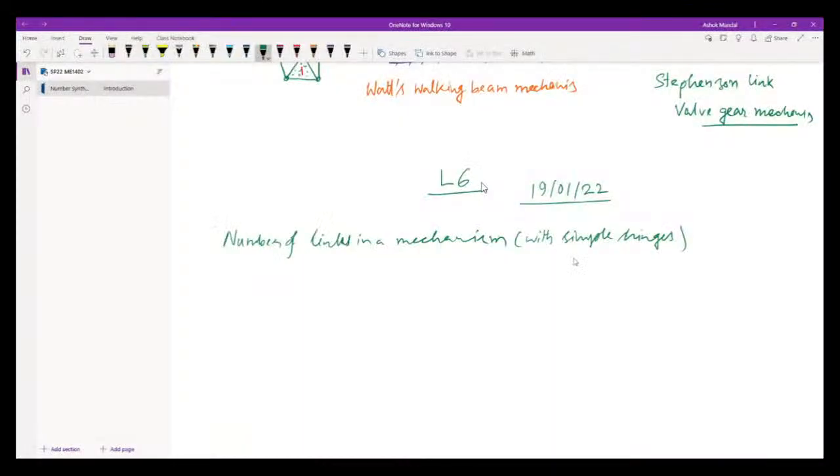Okay. So the number of links in a mechanism with simple hinges is even, right? And we have discussed about this. What is the minimum number of links in a mechanism with simple hinges? Four. So with this, we have started with n equals to 4. We discussed n equals to 6. What kind of mechanism can be constructed?